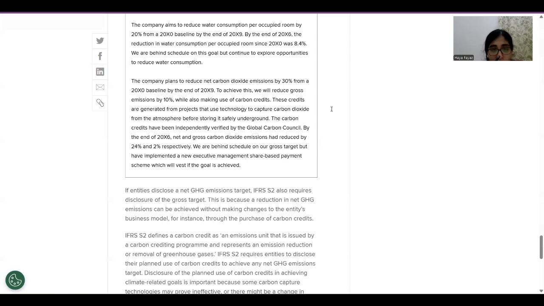We are behind schedule on a gross rate, but have implemented new executive management share-based pay, which will vest till the goal is achieved. So they have kept a performance-based pay. Basically, they are linking the targets to share ownership. Only if they implement this gross target, with the proper strategies, timing, schedules and timetables in place, can they vest the share-based payment. Basically it means they can get the ownership of the shares in the company.